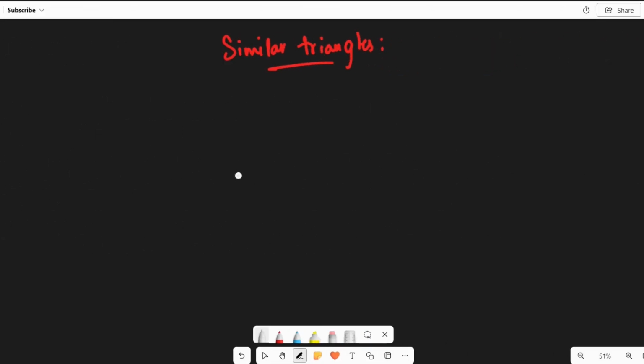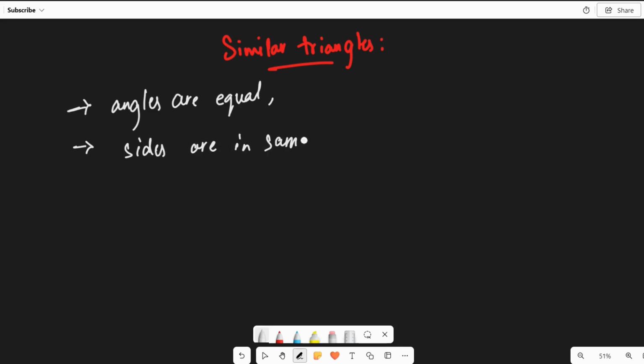Now let us talk about similar triangles. Two triangles are similar if their corresponding angles are equal and their corresponding sides are in the same ratio or proportion.